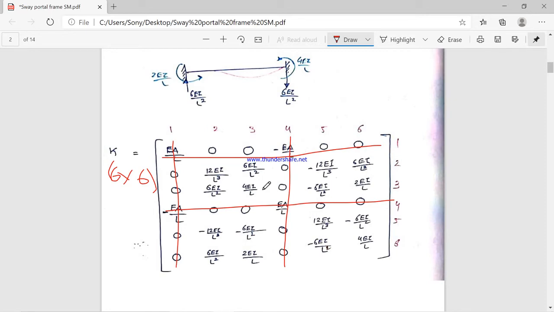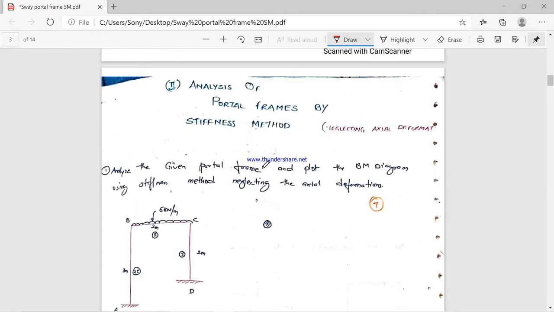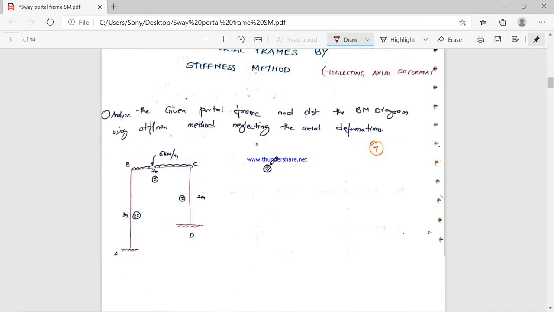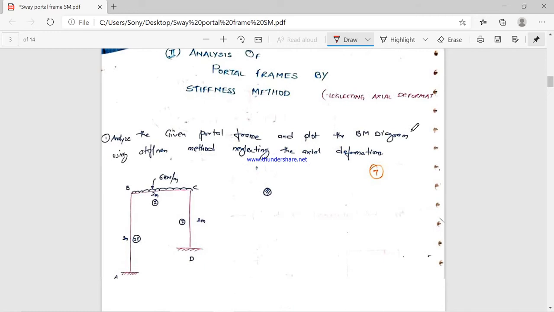Okay, now let us start with our first numerical of the portal frame. Before starting, I would like to tell you that there are two types of numerical always asked in this pattern of the portal frame. First is analysis of the portal frame by the stiffness method, or direct stiffness method, neglecting the axial deformation, and in the second case you have to consider the axial deformation. So first we will consider the analysis of the portal frame neglecting the axial deformation.